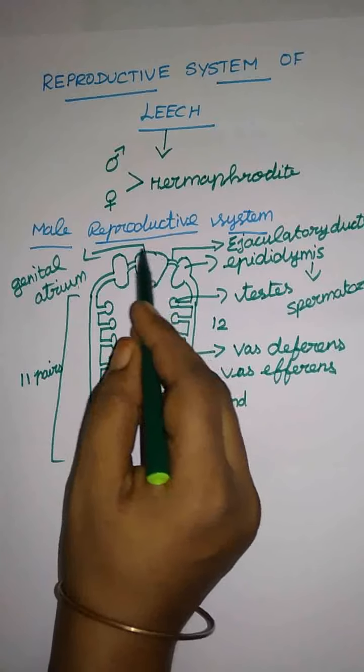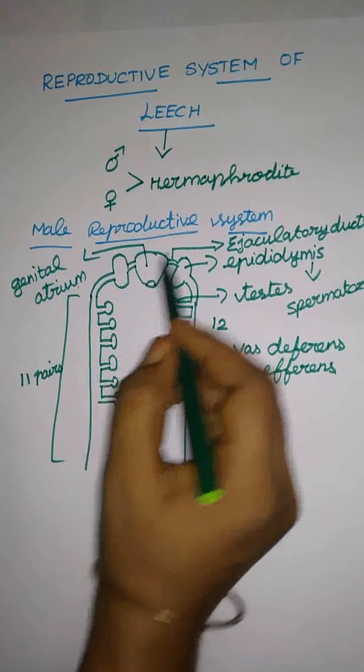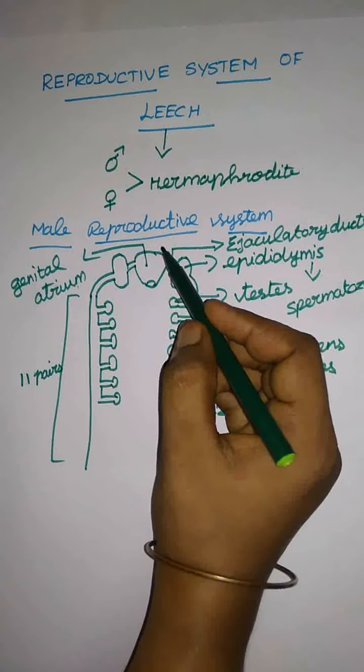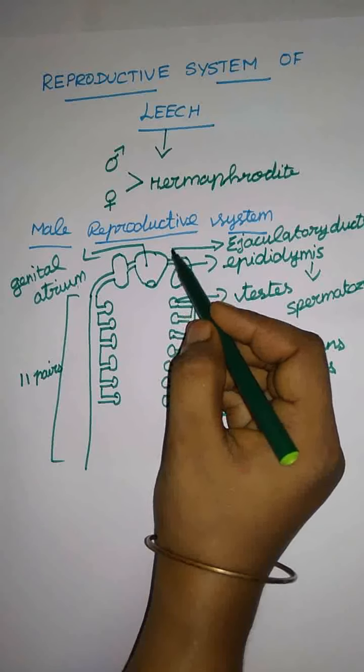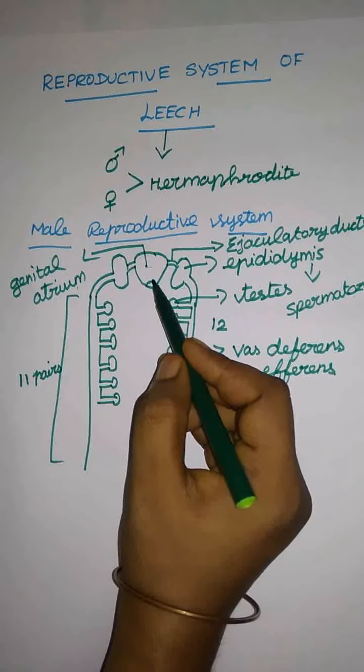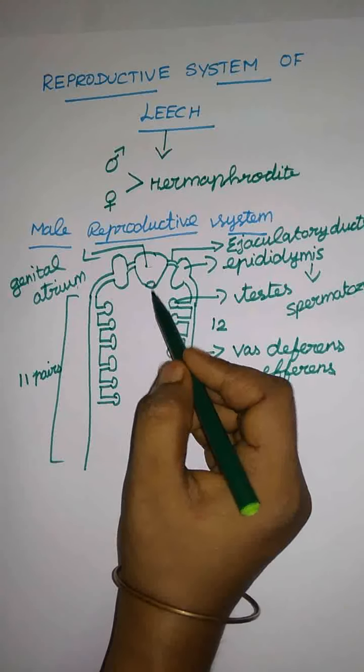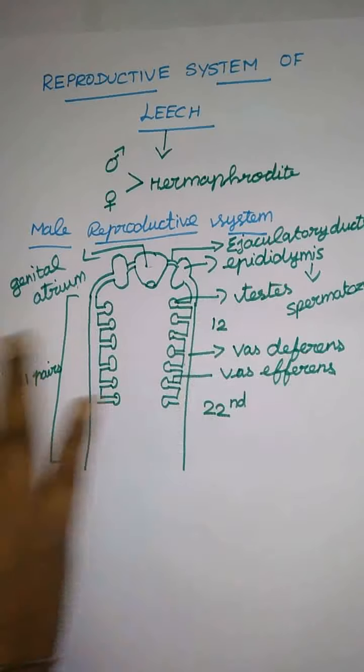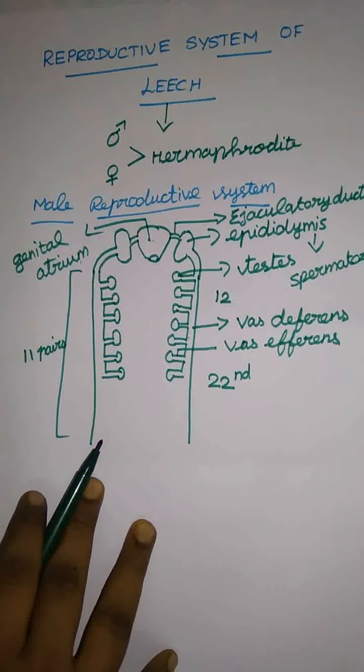Here this is the genital part, which is considered to have two parts. The first one is the prostate gland. The upper one is the prostate gland and the lower one is the penial sac, which is the opening of the penis, the male genital pore. This is the opening of the male genital pore. So that's it for the male reproductive system.